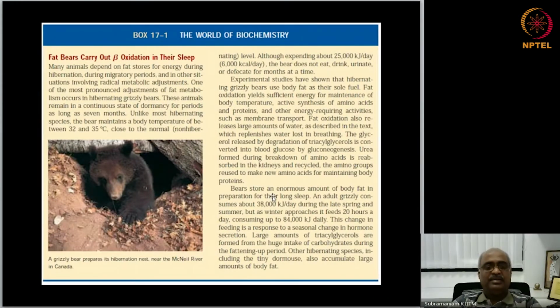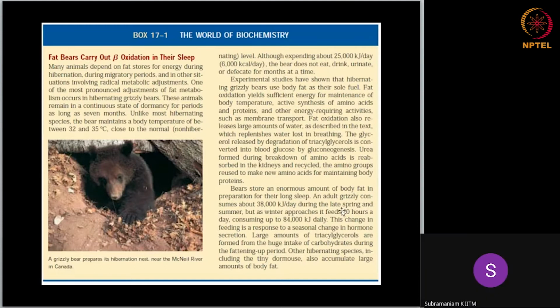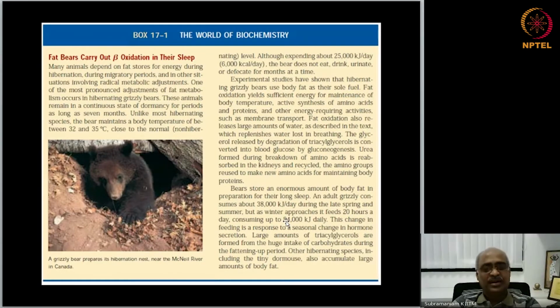But as winter approaches, in late summer and early autumn, it feeds about 20 hours a day, consuming about 84,000 kilojoules a day. What does it do with all of that? All of that is converted into triacylglycerols and stored under its skin as subcutaneous fat. It stores a lot of it, because for nearly 8 months it's not going to get any food.